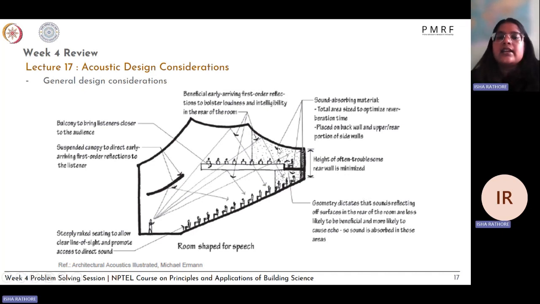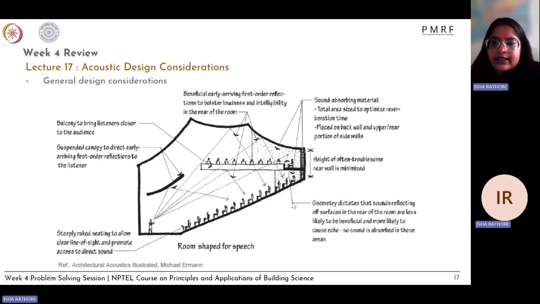Then you can also use sound absorbing materials, which can be applied on the total area size to optimize the reverberation time. We will look at what reverberation time is and how to calculate it. And you also place them on the back of the upper rear portions of the side walls, such that the sound is absorbed and does not travel beyond these spaces.